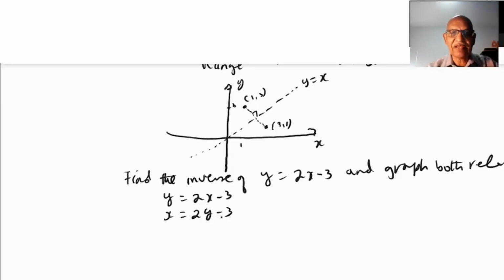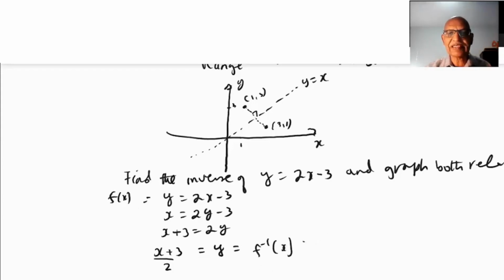We isolate the y, so x plus 3 is equal to 2y. Then we have to find only the value of y. y will be (x plus 3) divided by 2. And we say this is the inverse. If this is f(x), this will be f minus 1. As we said, the inverse is f minus 1, and this is not the same as 1 over f. So my inverse now, we have it here.